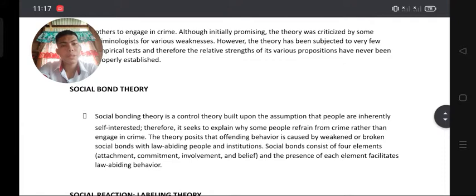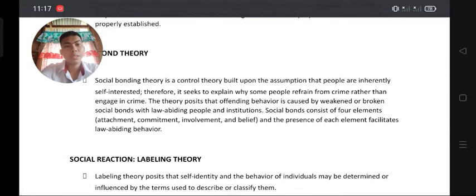The next is social bond theory. Social bonding theory is a control theory built upon the assumption that people are inherently self-interested. Therefore, it seeks to explain why some people refrain from crime rather than engage in crime. The theory posits that offending behavior is caused by weakened or broken social bonds with law-abiding people and institutions. Social bonds consist of four elements: attachment, commitment, involvement, and belief. And the presence of each element facilitates law-abiding behavior.